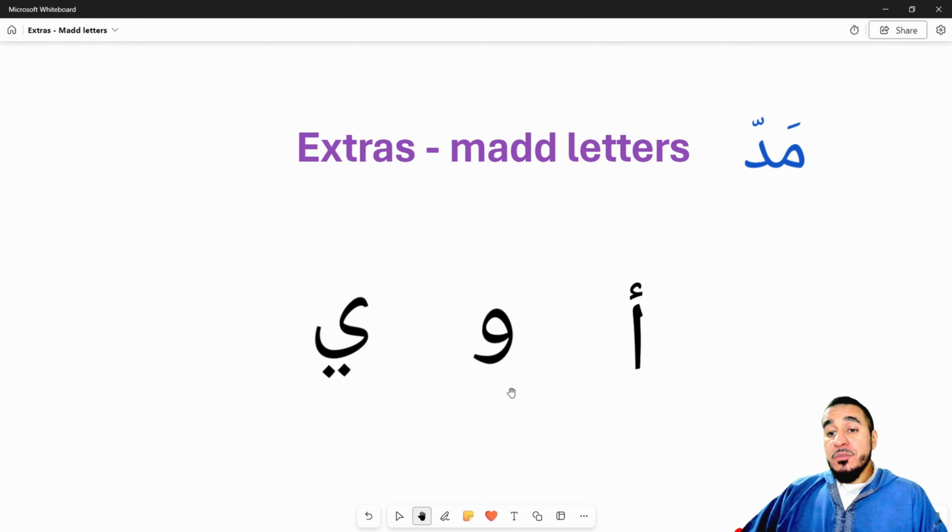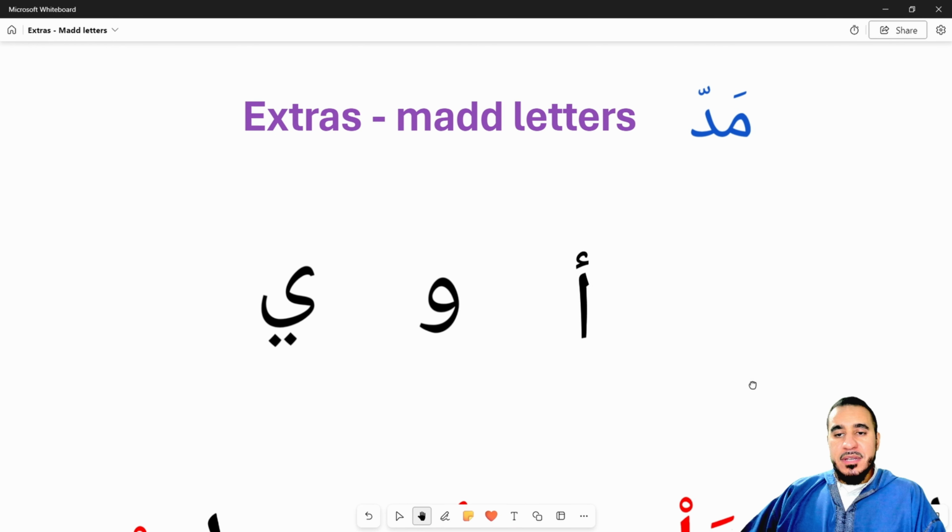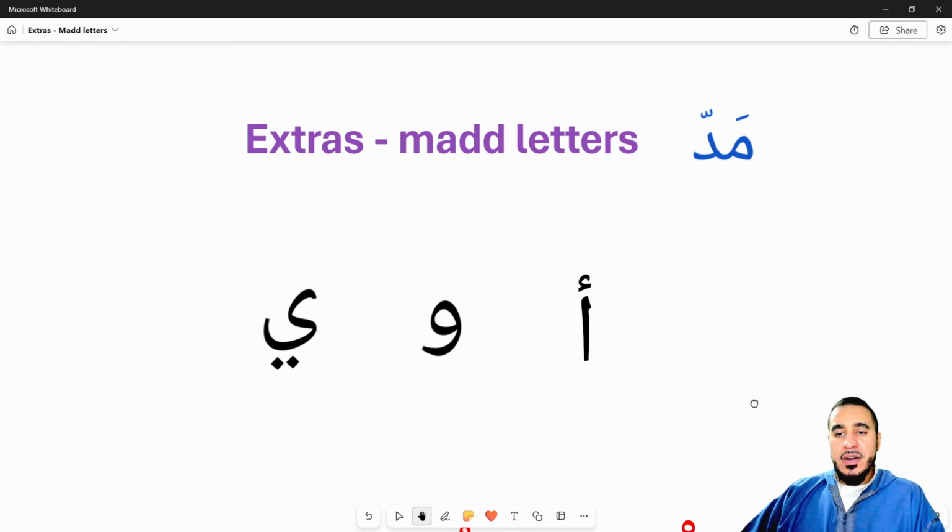But they can also be used as med letters, meaning to lengthen the sound of the haraka on the letter before it. So let's look at some examples and then it will become clearer, inshallah.